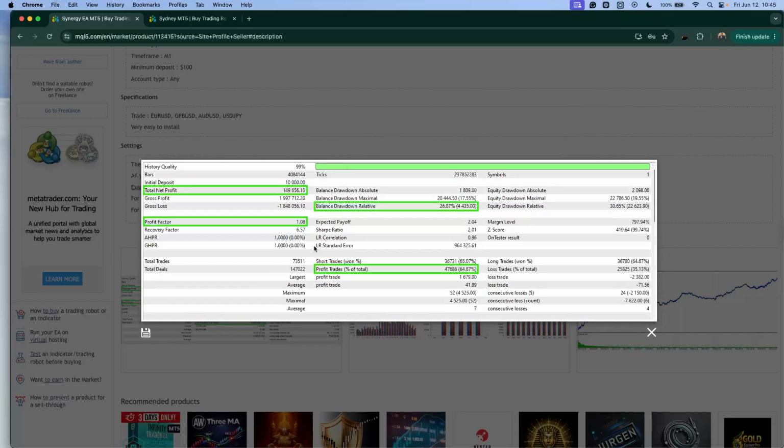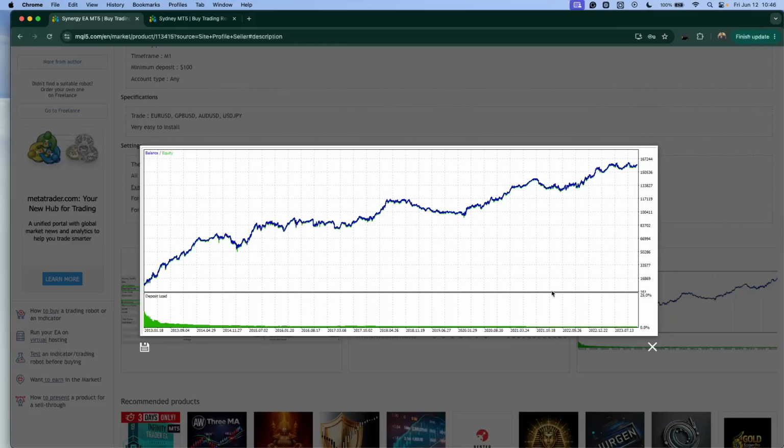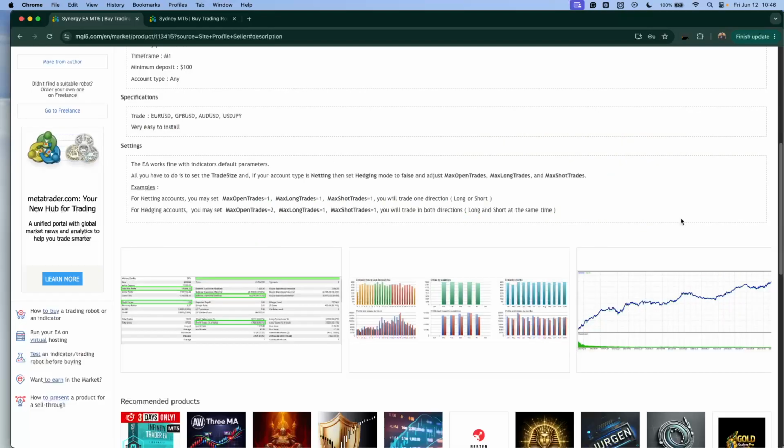They have some impressive numbers. Initial deposit is $10,000 and the total net profit from that is $149,656. We have a profit factor above 1, which is 1.08, and a 64% win rate. We also have the balance drawdown. The max is 17%, while the equity is 19%. And this backtest was over the span of 10 years, from 2013 to 2023. So that was some impressive results.